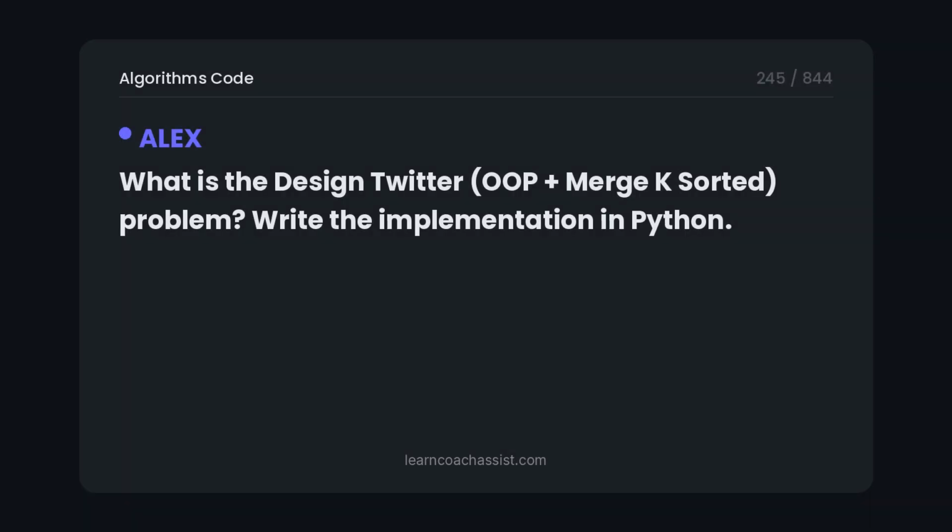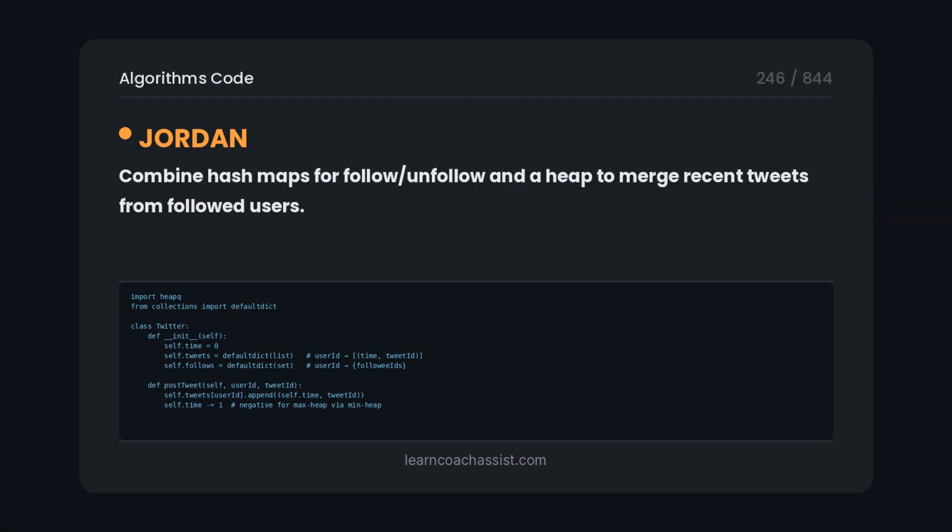What is the design Twitter, OOP plus merge k-sorted, problem? Write the implementation in Python. Combine hash maps for follow/unfollow and a heap to merge recent tweets from followed users.